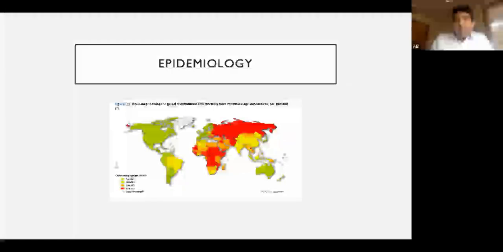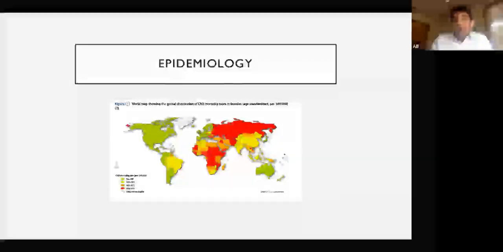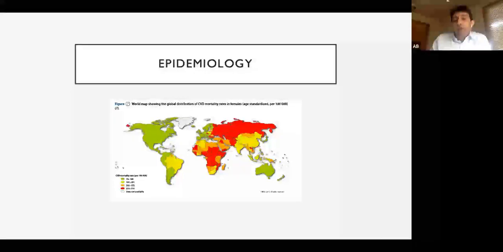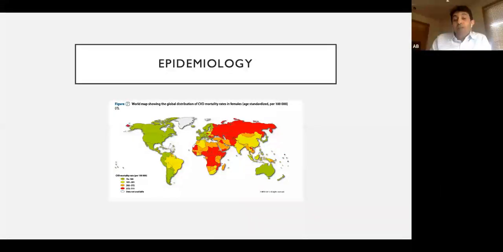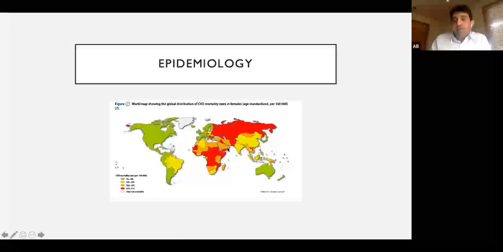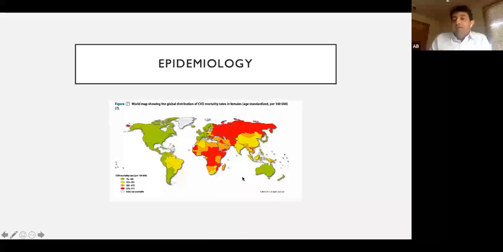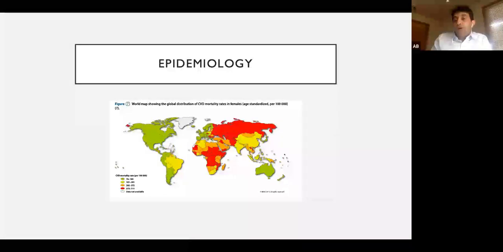So again, here's the global distribution of cardiovascular mortality rates in females. One of the highest in the world. You see the red color? Very high female mortality related to cardiovascular disease in comparison to the surrounding area.